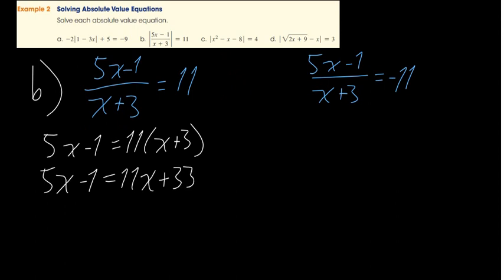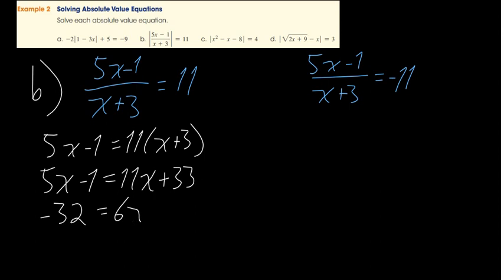Anyways, what we're going to do here is subtract 5x from both sides and also subtract 33 from both sides. By doing that, I'm going to have negative 32 is equal to 6x.